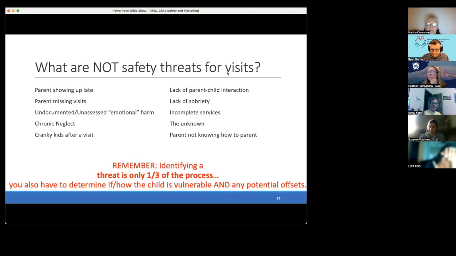Parent missing a visit, not a safety threat, right? This is a big one for you all, and I get it. But the undocumented or unassessed emotional harm. I would argue that that's not necessarily a safety threat, depending on the severity of the child's response. Right? Go ahead, Martha.